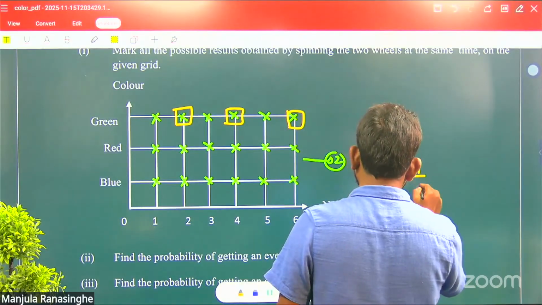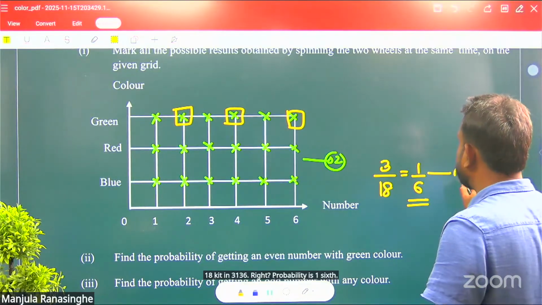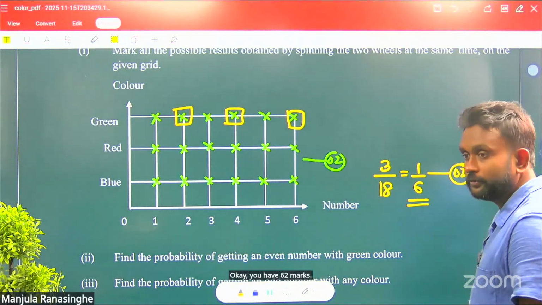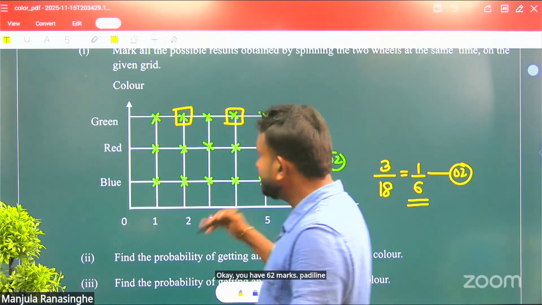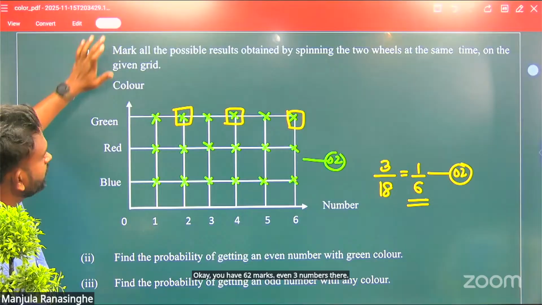Okay, then 3, 1, 3, 6. Right, probability is 1/6. Okay, you have 2 marks. It's clear: 2 and even and green. Even, 3 numbers there: 2, 4, 6.